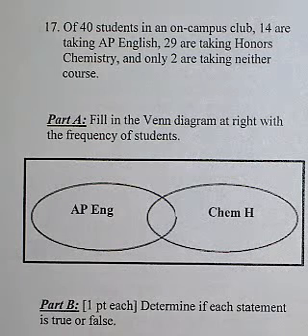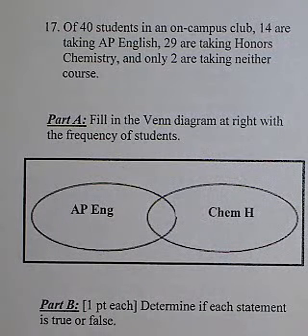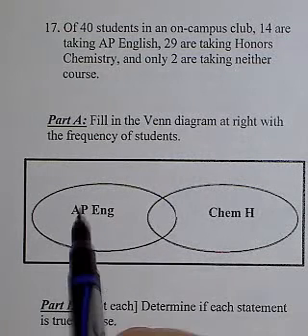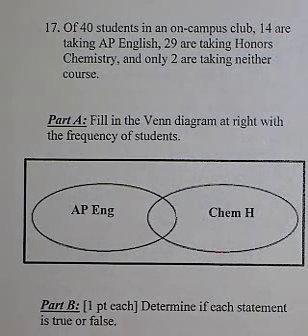I made the first part of number 17 on your test worth 4 points. This is how I will grade them: 1 point for the correct outside number and 1 point for each of the 3 regions inside the Venn diagram.